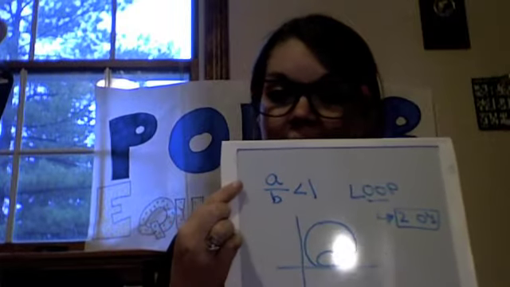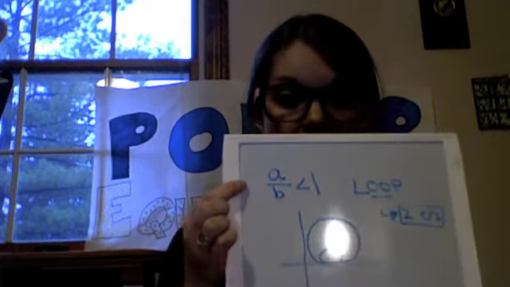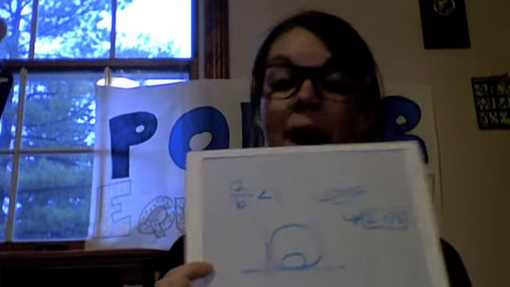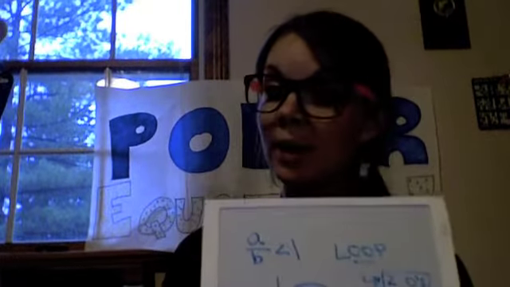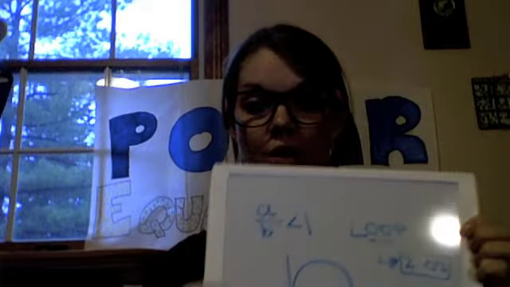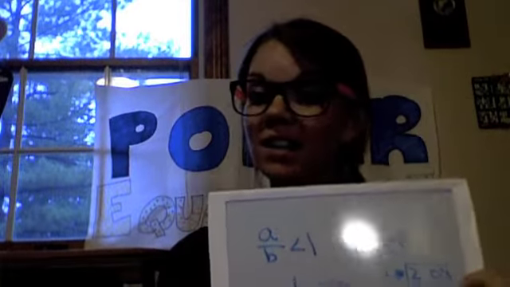So the first is a loop, and a loop occurs if a over b is less than 1. And so that is what the picture of the loop will look like when you graph it. And I remember this one because loop has 2 O's in it, and if a over b is less than 1, that means it's pretty close to 0, and the O's look a lot like zeros. So that is a loop.